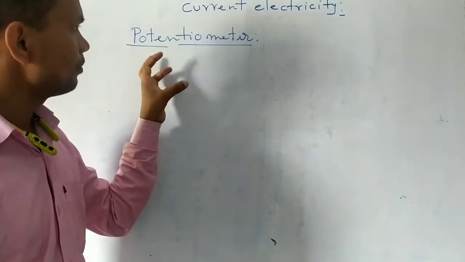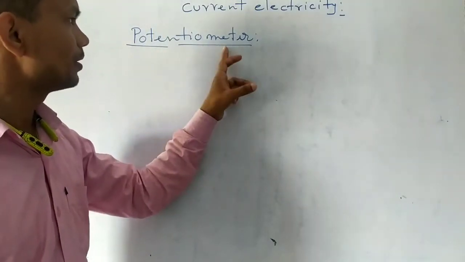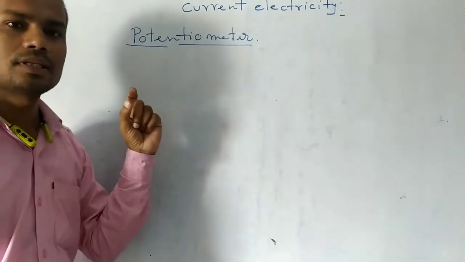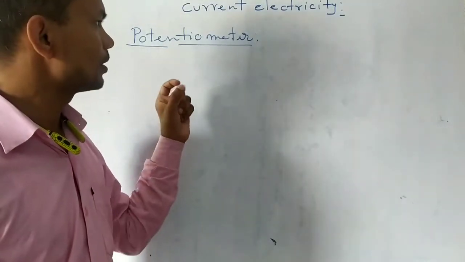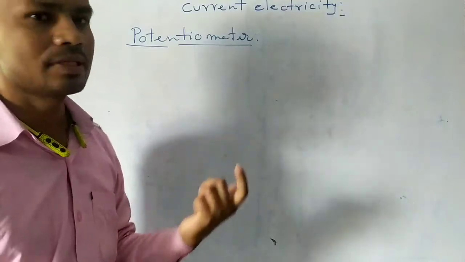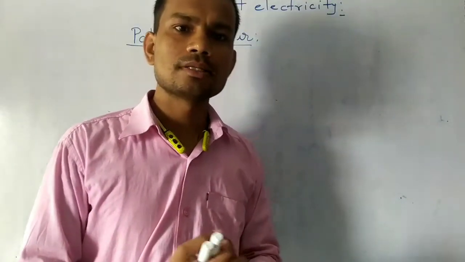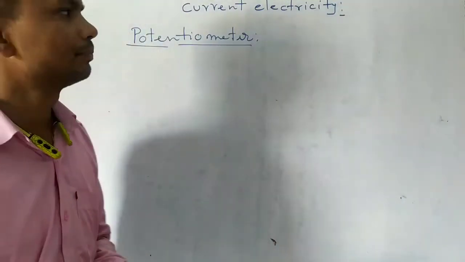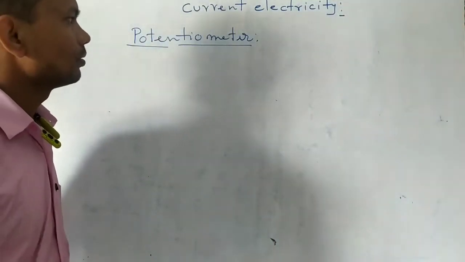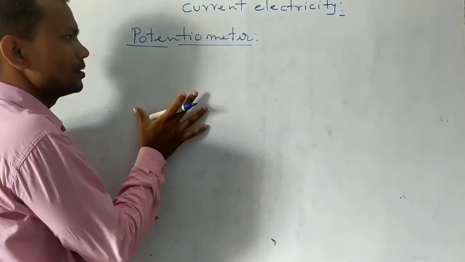So here you have to see what is the meaning of the potentiometer. Potential means simply the potential or potential drop, and meter means we can measure. So with the help of this device we can measure potential difference, right? So here you have to see, potentiometer means what?